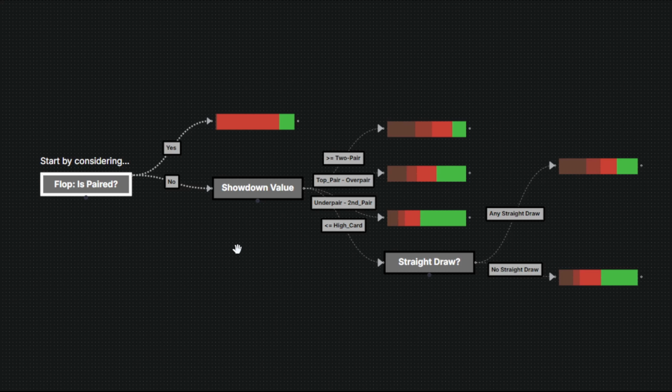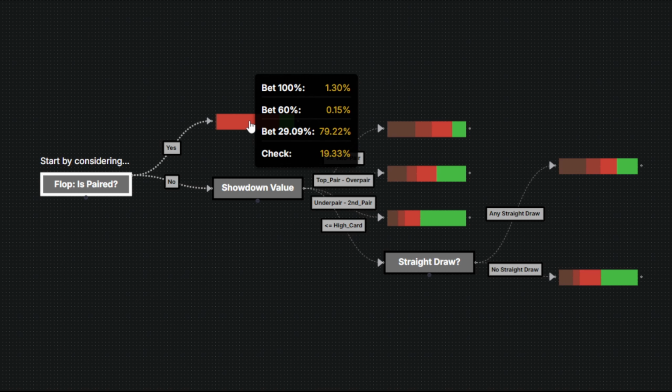So this flowchart is giving us the strategy for a certain spot. To understand how it works, we start on the left here. We consider each aspect of our hand and we follow the flowchart until we get a strategy to play in that spot. So first it has us considering, is the flop paired? If the answer is yes, we follow this yes here and we get a strategy at the end to play in this spot.